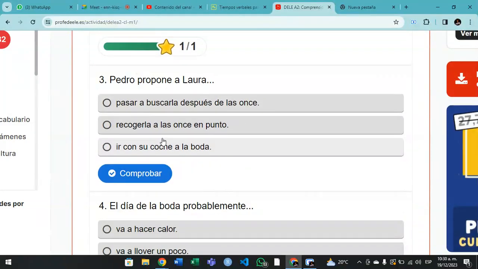Now this one. Pedro propone a Laura: A, pasar a buscarla después de las 11. B, recogerla a las 11 en punto. C, ir con su coche a la boda. What's propone? Propone is propose. Okay. Proposes.